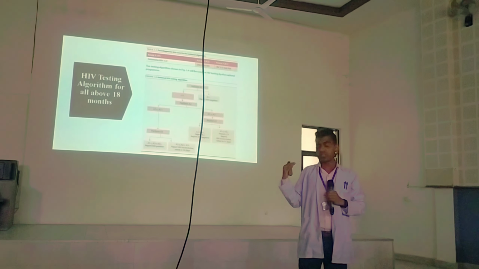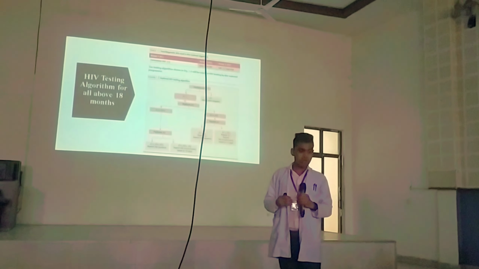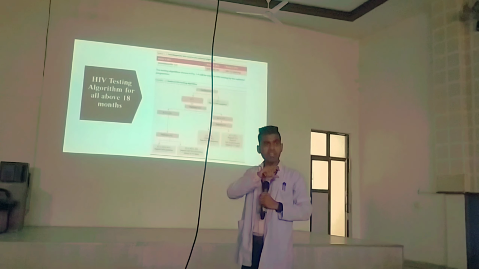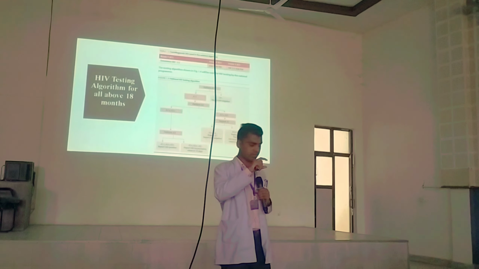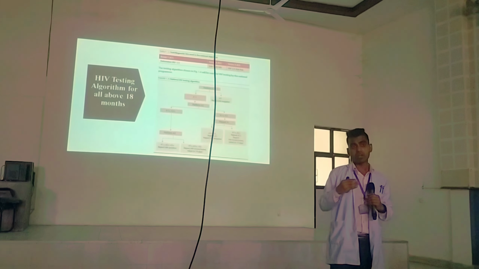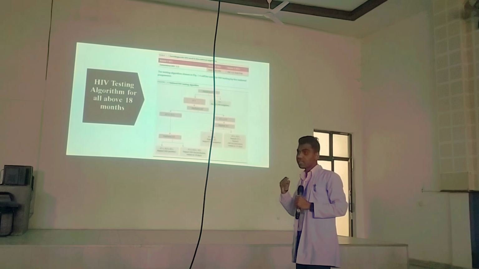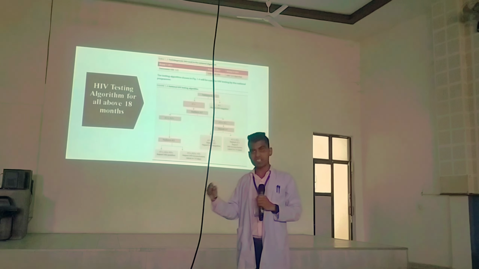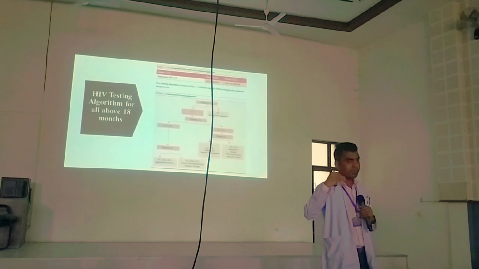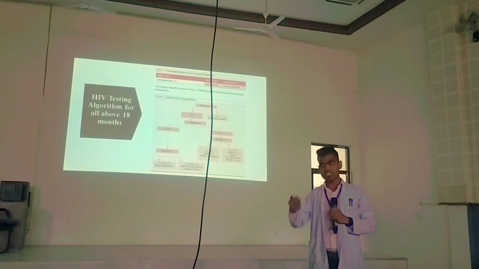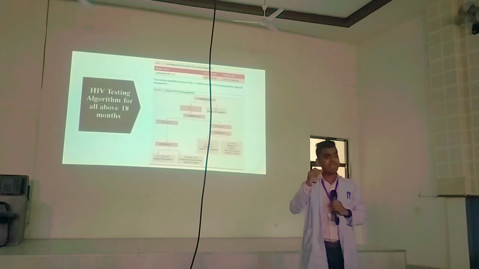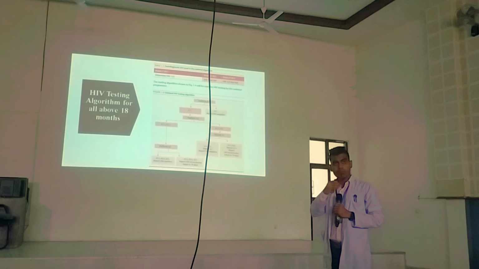Now this is the diagnostic algorithm given by our national program for adults or any children above 18 months of age. For children we mentioned the nucleic acid test, DNA PCR, but here we use the RDT, the rapid diagnostic test I have already mentioned. As I mentioned, 3 assays are used here: Determine, Unigold and STAT. Among them, Determine is the most sensitive one. So above 18 months of age, when we suspect any adult of having HIV infection, we first do assay 1, Determine. Assay 1 can come either positive or negative.